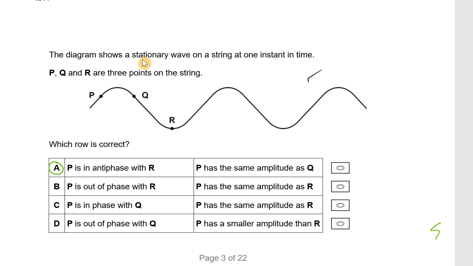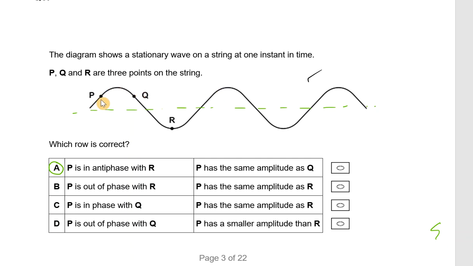So the diagram shows a stationary wave on a string at one instant in time. P, Q and R are 3 points on the string. So let's have a look. Let's draw a midpoint or a rest point between these waves.